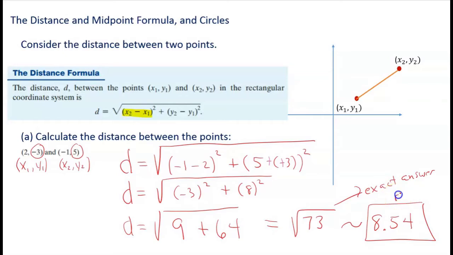But remember, this is a rounded answer. And if you're asked to round, be very careful about what decimal place you're supposed to round to. Another point I want to make is some calculators you have to type in your number first, 73, and then hit your square root button. So play around with that.